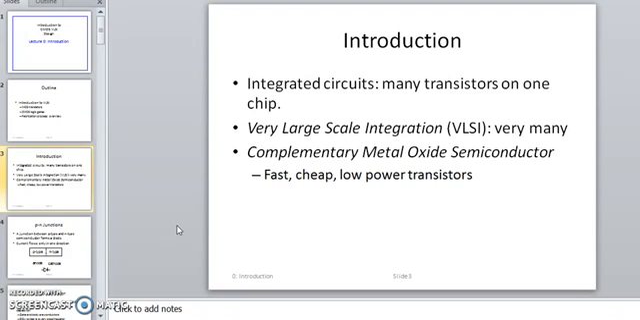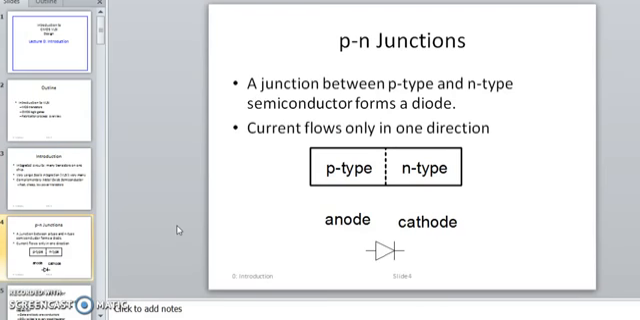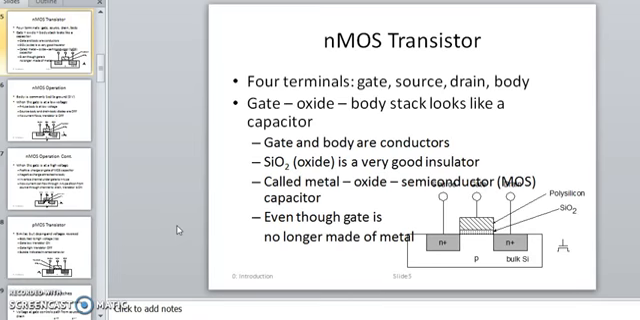An integrated circuit, we know, is transistors on one single chip, and VLSI stands for very large scale integrated circuit. Here we use CMOS, complementary metal oxide semiconductor, which is a fast, cheap and low power technology. The basic part of it is the PN junction, in which current flows in one direction, and the two terminals are the anode and cathode for the P type and N type.